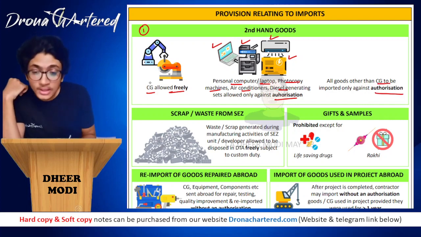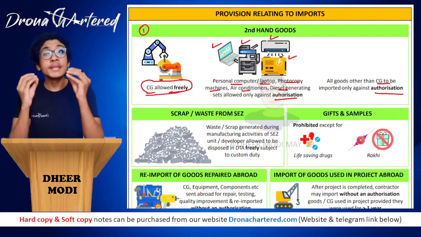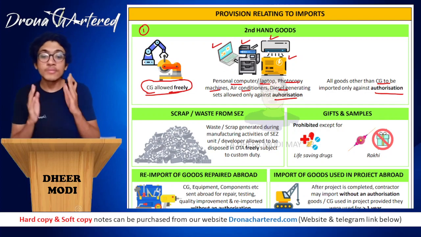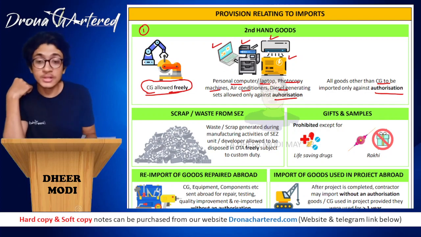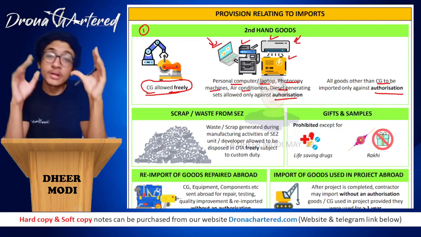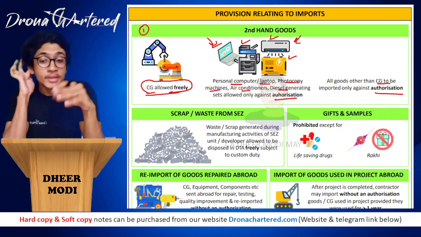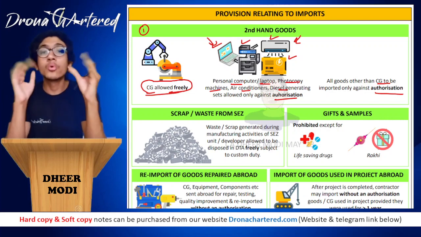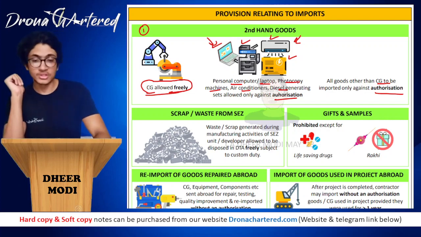Okay. So basically only capital goods is allowed freely. Anything and everything other than capital goods will be allowed only against authorization. This they have separately mentioned, therefore I have mentioned, but basically what you have to remember is second hand capital goods are allowed to be imported freely. All other second hand goods will be imported only if there is proper authorization.